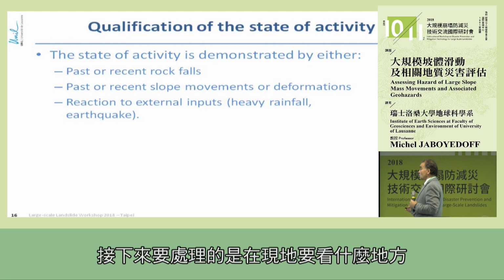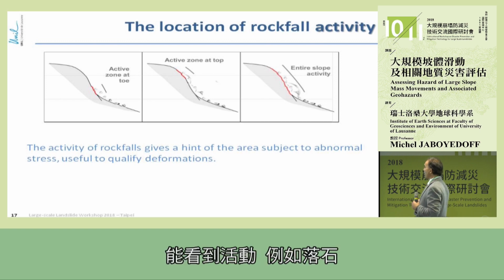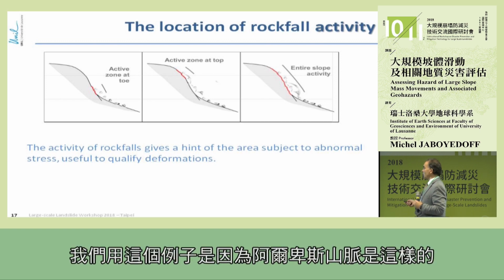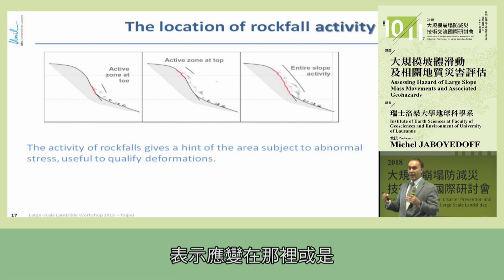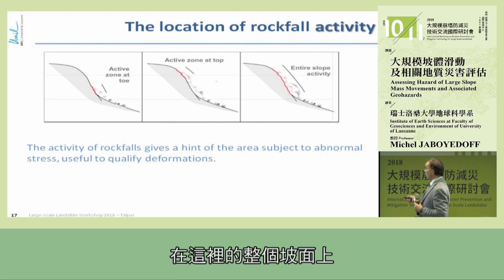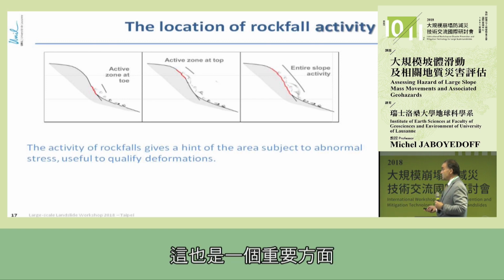The next thing you have to address is where you look in the field, where you can see the activity. It can be rockfall, for instance. We took this example because in the Alps it is like this. Then you can have a rockfall at the base, which means that the stress is there, or on all the slope here, and then it means that the full slope is starting to be stressed. This is also an important aspect.